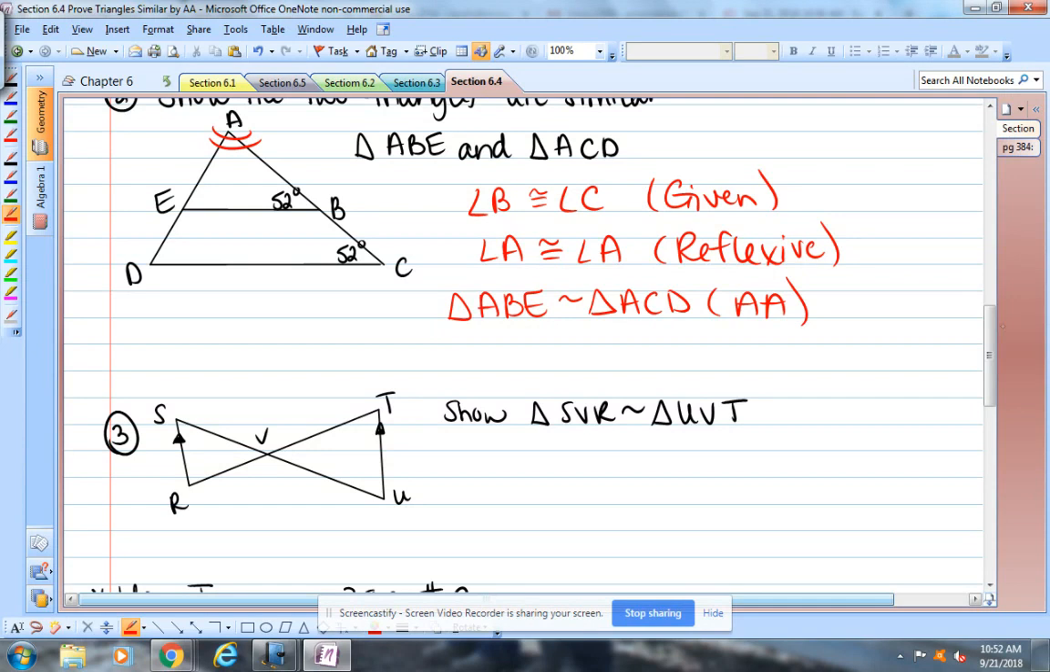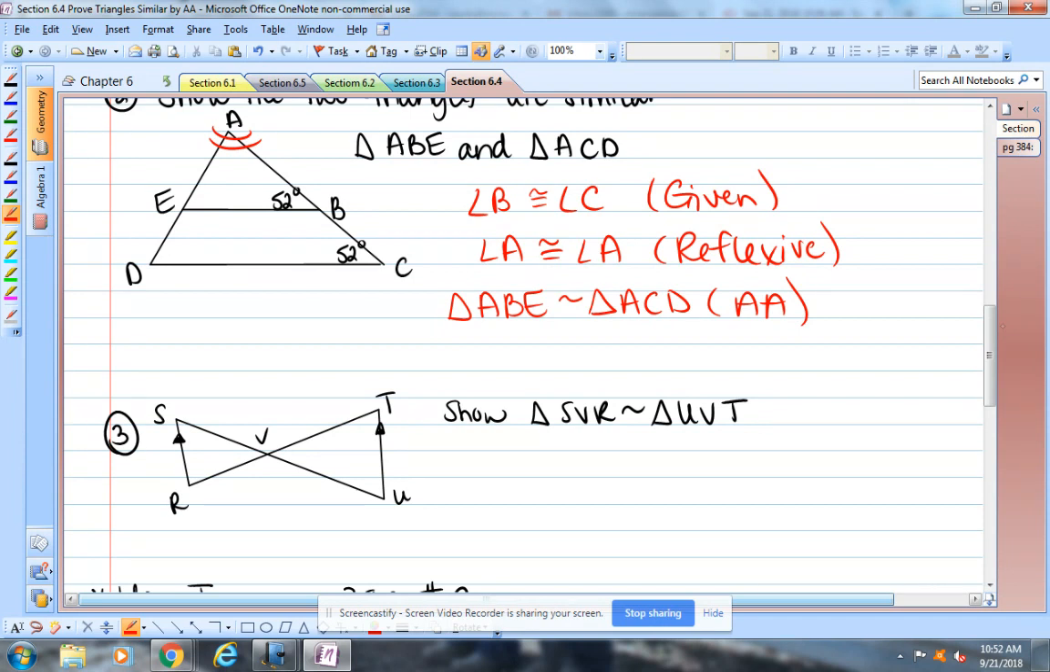Look at that bow tie looking shape. Two triangles. We want to show that triangle SBR, which is the little one on the left-hand side, is similar to triangle UBT, which is the one on the right-hand side. And they show me something in the picture. What do they tell me in the picture?